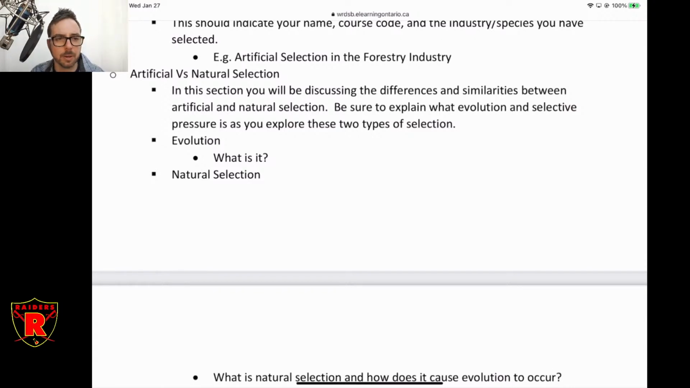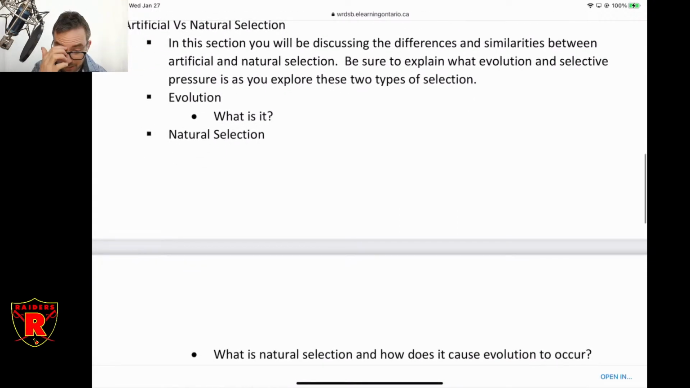What's doing the selective pressure in each case? What is a selective pressure, etc. Okay, so the next slide here, you're going to actually get into the definition of evolution. In both of these cases, artificial and natural, evolution is occurring. What is evolution? I mean, it's the name of our unit, but how are both of these things causing evolution to occur, and what is evolution?